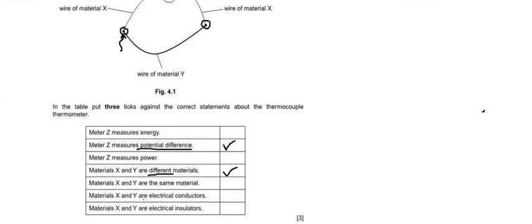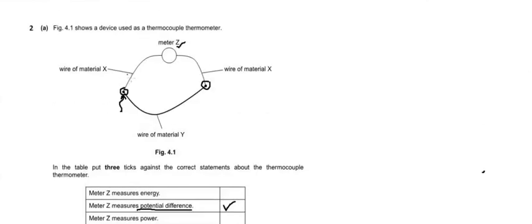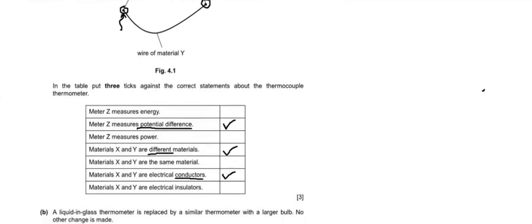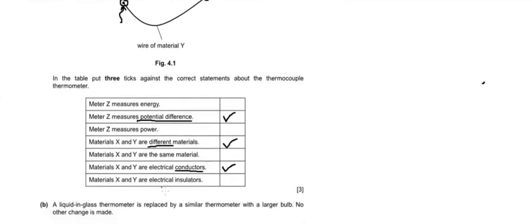Now the materials X and Y are electrical conductors, so those must be conductors because we are getting the temperature difference only because the heat can be transferred. Heat can be transferred through this wire, and for the conduction of this heat, these materials must be metal. These materials must be conductors of electricity and heat. So it should be the answer. Materials X and Y are insulators, which is not the answer. So we put the three ticks.